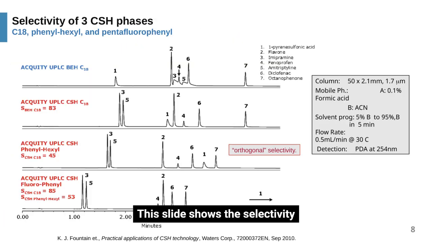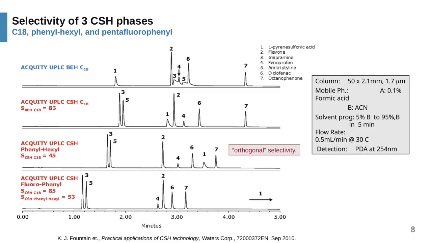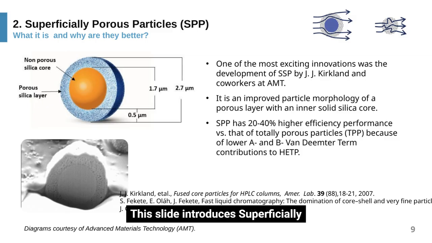This slide shows the selectivity of three CSH phases: C18, phenylhexyl, and pentafluorophenyl. The slide cites a Waters Corporation application note on practical applications of CSH technology. It highlights orthogonal selectivity.